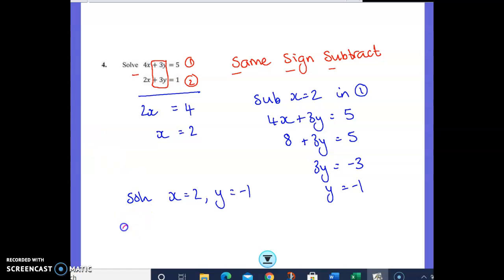So my solution is x equals 2, y equals minus 1. Check. Your check can be done mentally if you prefer, but we should always be doing a quick check. 2x plus 3y. 2 times 2 is 4. 3 times minus 1 is minus 3. 4 minus 3 is 1, which is the answer I was looking for. Okay, I'll let you practice some of these before we go on to the next bit.